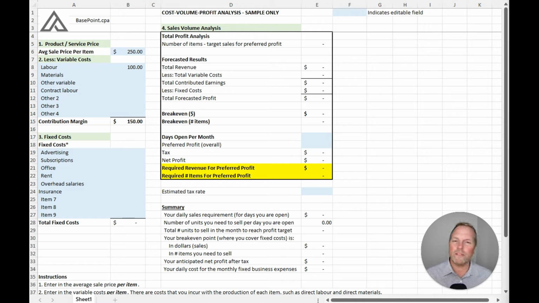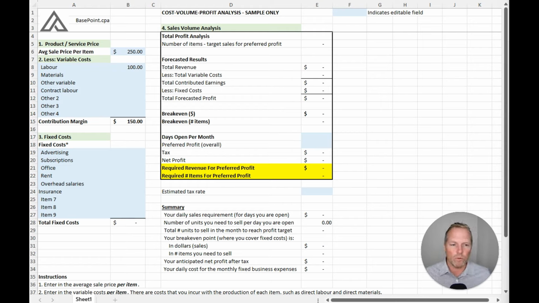So hopefully this is a tool that you can use to fine-tune a little bit more your pricing, look at the dynamics between your pricing and your costs, and then also get a good sense of what types of revenues you should be aiming for, how many projects or units, whatever it is that you might need to sell in order to achieve a desirable profit level.